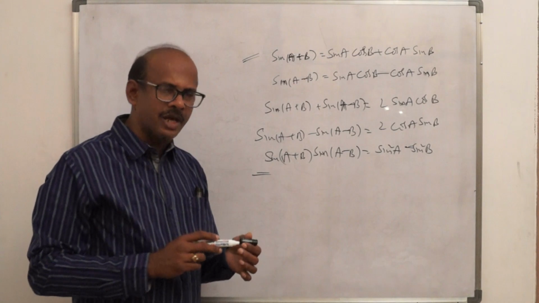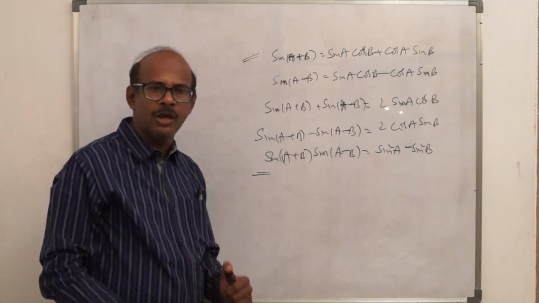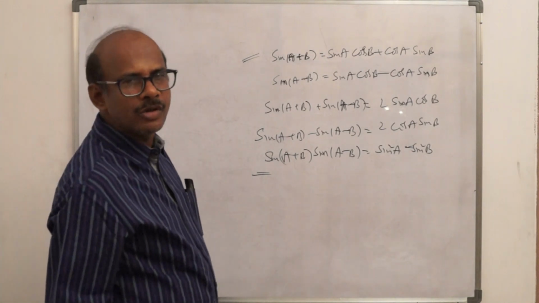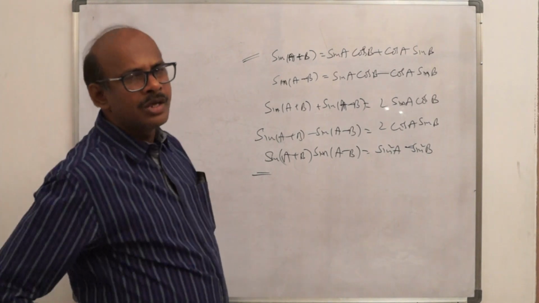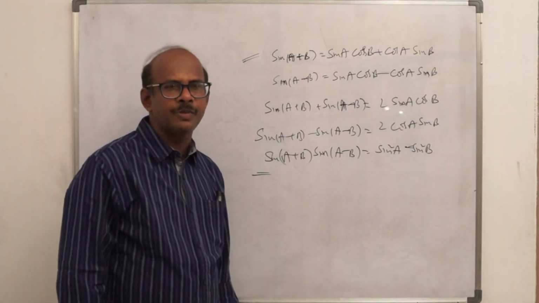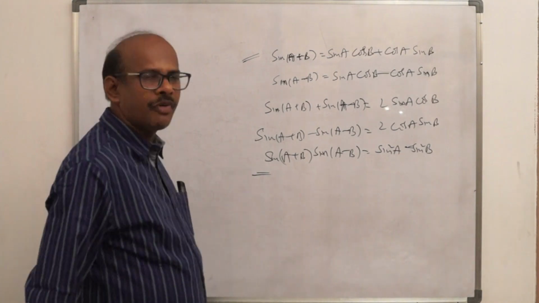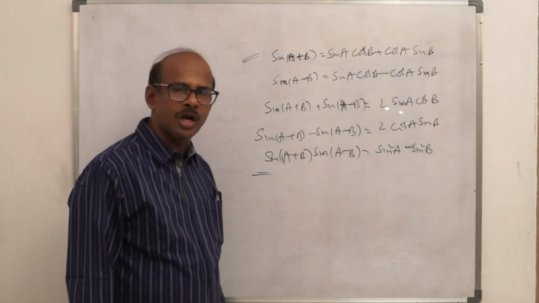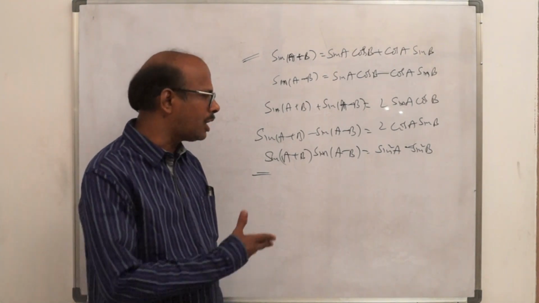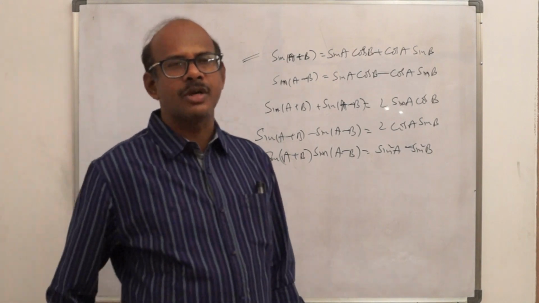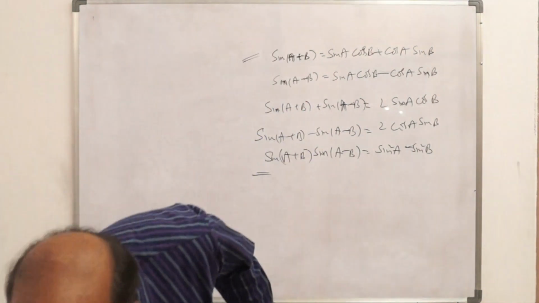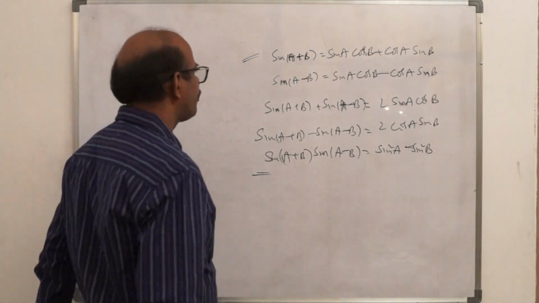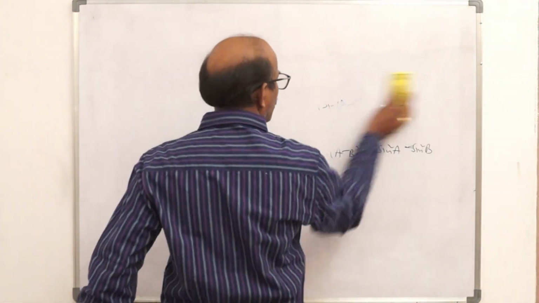Sin of A plus B equals sin A cos B plus cos A sin B. Sin of A minus B equals sin A cos B minus cos A sin B. Sin of A plus B plus sin of A minus B is 2 sin A cos B. Sin of A plus B minus sin of A minus B is 2 cos A sin B. Sin of A plus B multiplied by sin of A minus B is sin square A minus sin square B. And my dear students, first practice all 5, then go for the cos list.